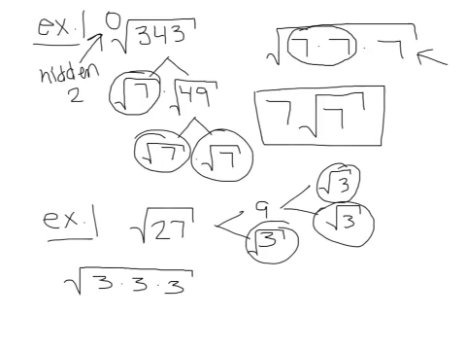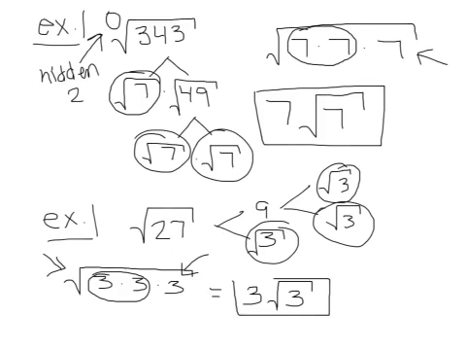Since again the index is 2, I'm looking for pairs. So I have 3 times 3, that's 9. That means I can pull out 3 to the outside. This last 3 does not have a partner, so this 3 is going to stay under the radical, and that is our most simplified answer.